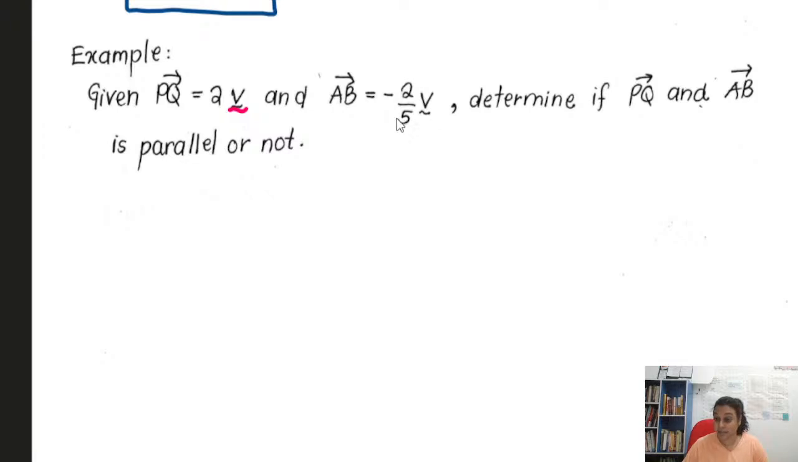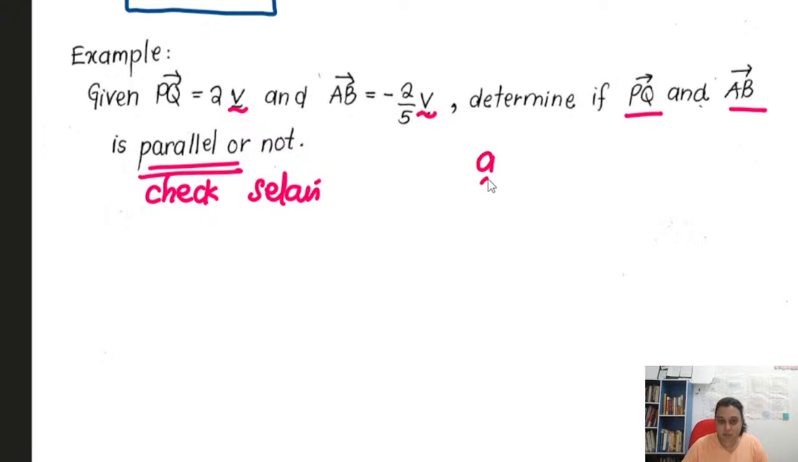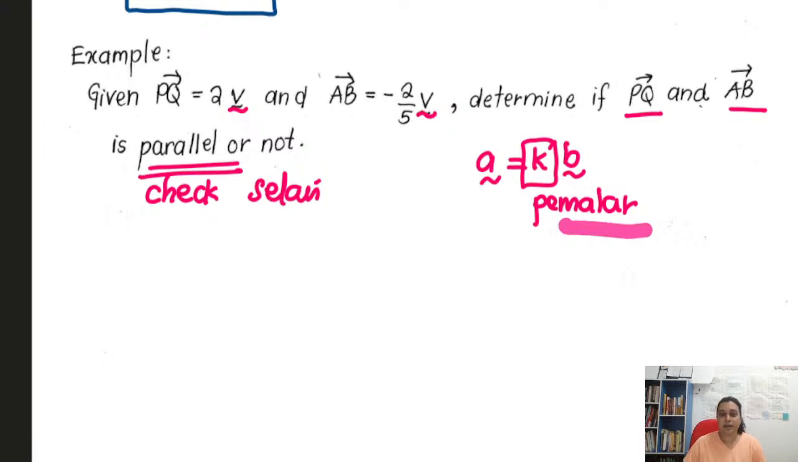Okay, AB equals negative 2 over 5 V. Determine if PQ and AB are parallel or not. If we want to check whether it is parallel, selari atau tidak, you must make it into this format. Kena create persamaan dalam format ini. That means you must have a constant. Kena ada per. If you get per, that means it is parallel. Per lah, bukan puan mala. Okay, this is the per constant.